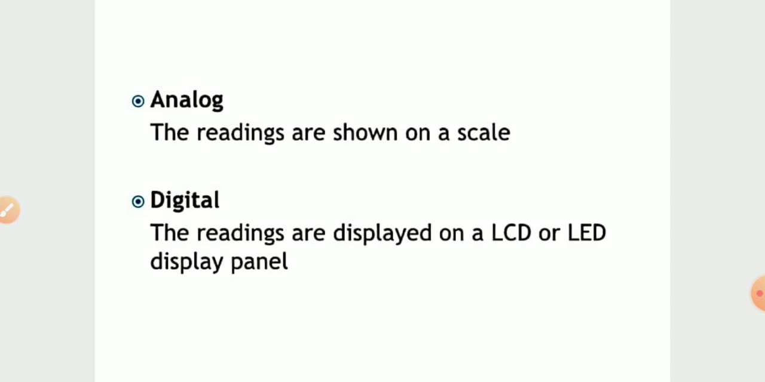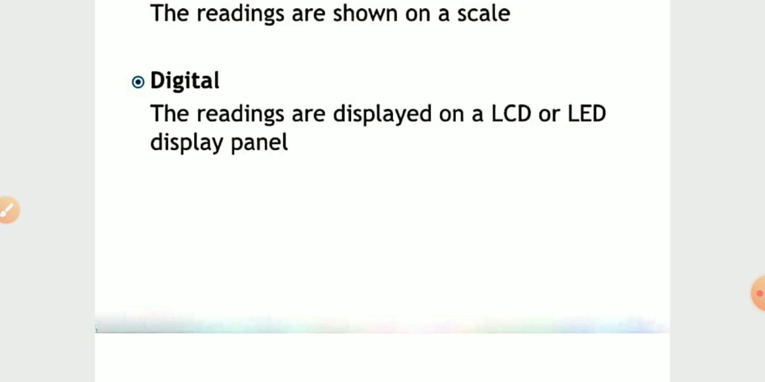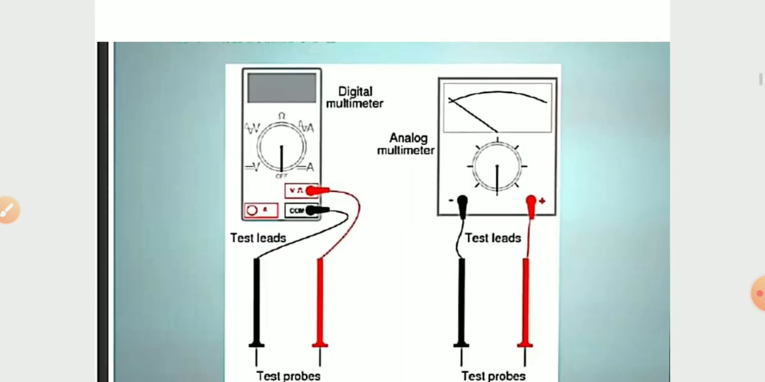And a digital voltmeter gives a numerical display of the voltage by use of an analog to digital converter. A voltmeter is connected in parallel in the circuit in which we want to measure the voltage. The digital voltmeter gives a digital output reading of the measured value. Here the reading is displayed on the LED or LCD display panel.